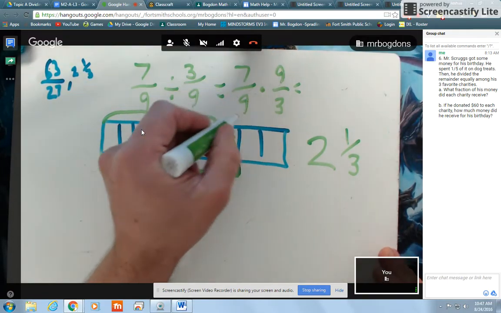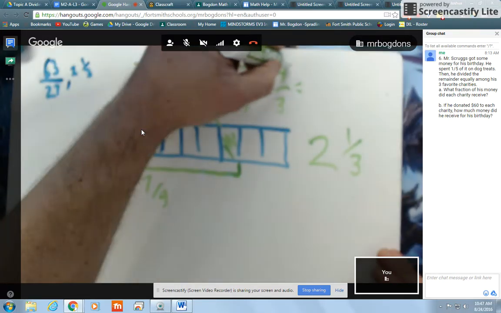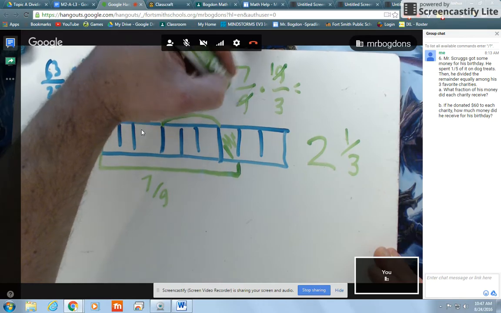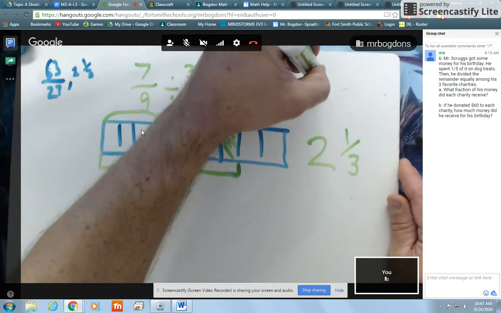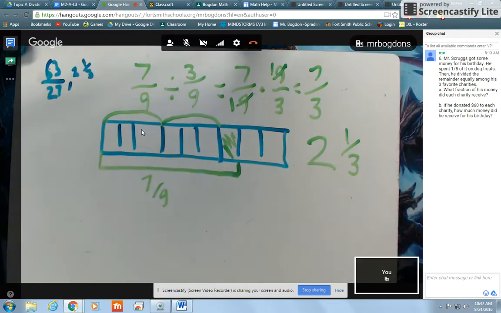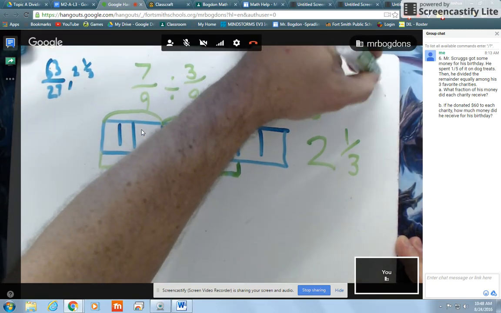I have 9 over 9. What is 9 divided by 9? So I know that I can pull this part of the factor out. So I'm left with 7/3. How can I rewrite 7/3? I can write it as 2 1/3.